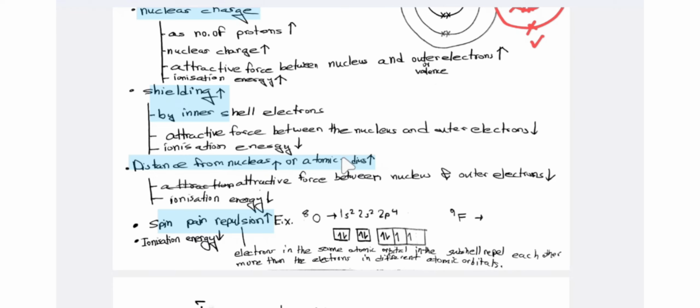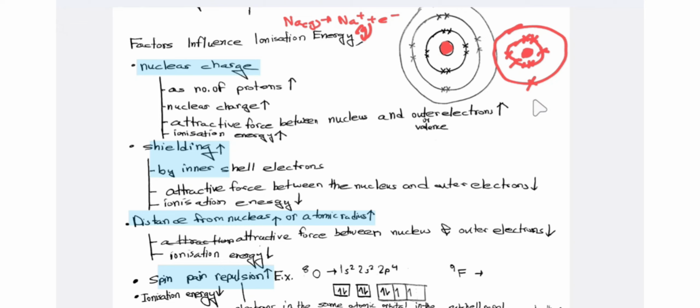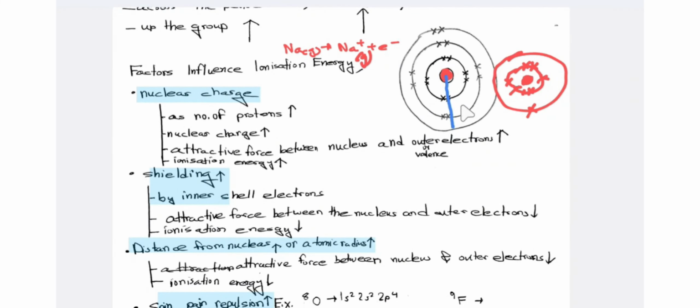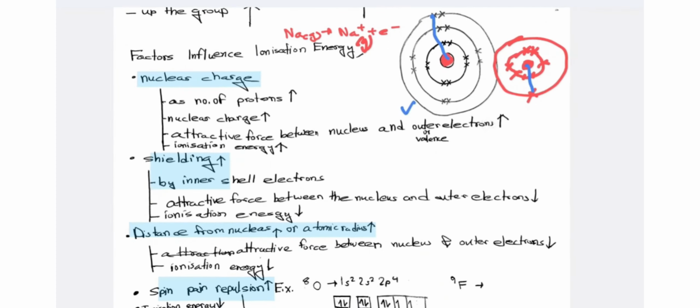Then distance from the nucleus, or atomic radius. Suppose for this atom, the distance from the nucleus to the valence electron is this distance, while for the other atom the distance from the nucleus to the valence electron is this distance. So here we can say the distance from the nucleus to the valence electron is more in this atom. This is the atomic radius. If we consider this as the radius, since an atom is a circle, this is the radius.